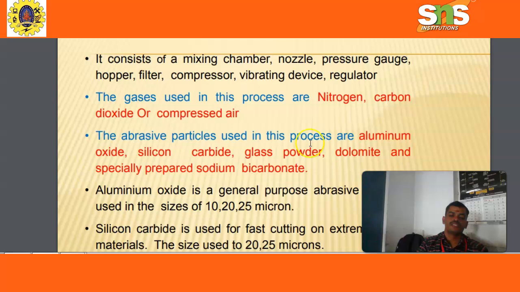It consists of a mixing chamber, nozzle, pressure gauge, hopper, filter, compressor, vibrating device, and regulator. The gases used in the process are nitrogen, carbon dioxide or compressed air. The abrasive particles used in this process are aluminum oxide, silicon carbide, glass powder, dolomite and specially prepared sodium bicarbonate.